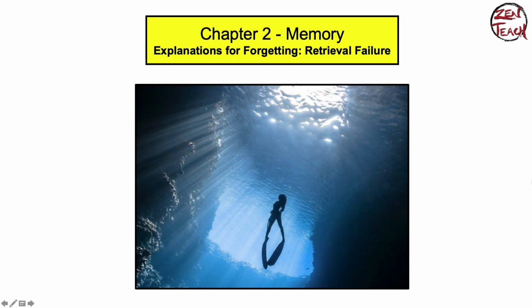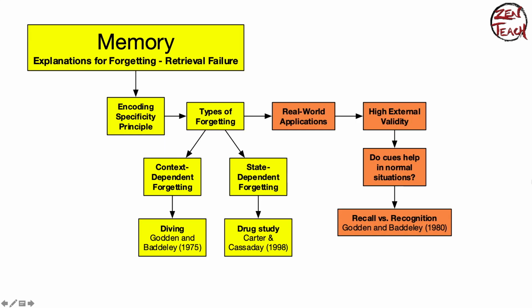Alright, welcome back everyone. Today we'll be looking at the second explanation for forgetting, which is retrieval failure. First, we're going to be talking about the encoding specificity principle and then move on to explain the two types of forgetting, which are context-dependent forgetting and state-dependent forgetting. Both of them have a study that supports these types of forgetting.